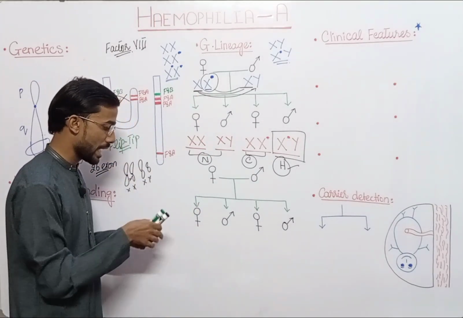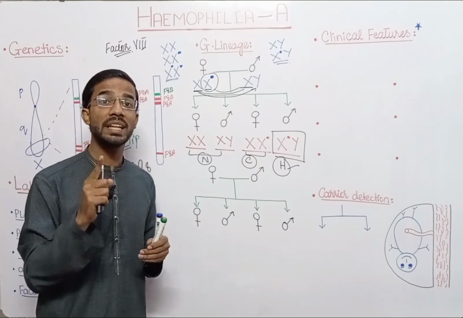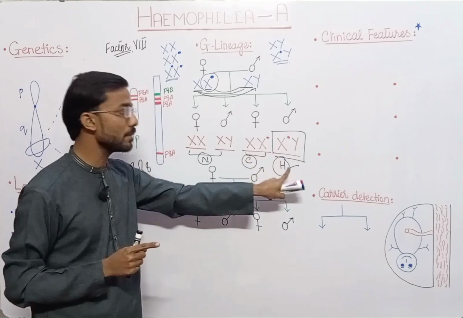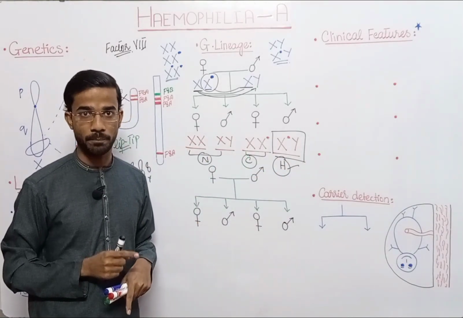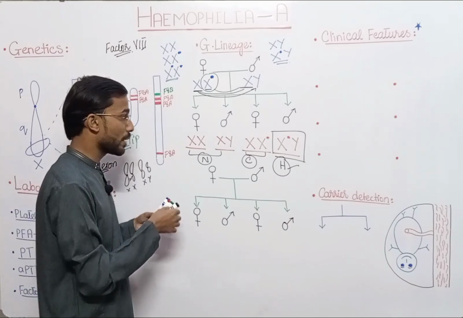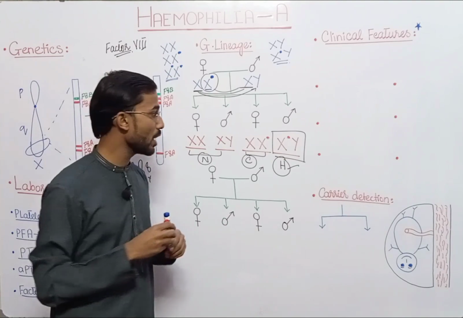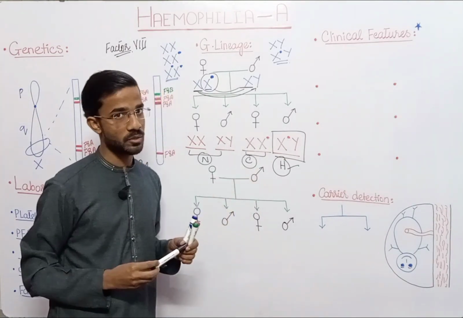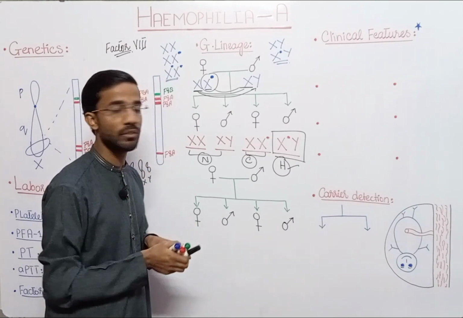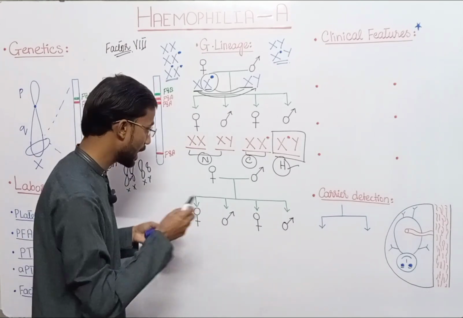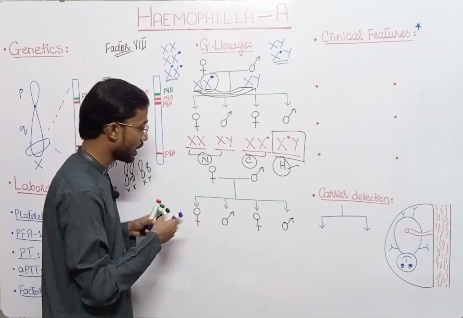Hemophilia A exists mostly in males, but females are less affected by hemophilia A. Why? Because in that situation, a female will only be affected by hemophilia A when both the X chromosomes are affected. But if only one X chromosome is affected, then you will never see hemophilia A. Let's take another example, so you can easily understand what's happening.